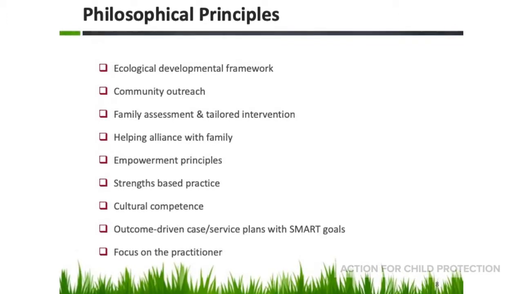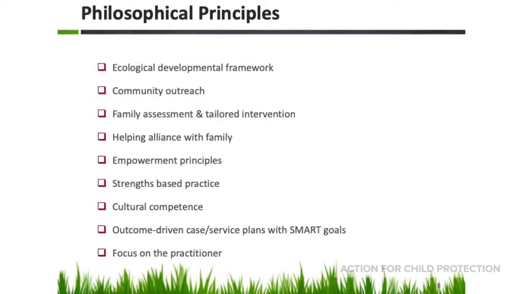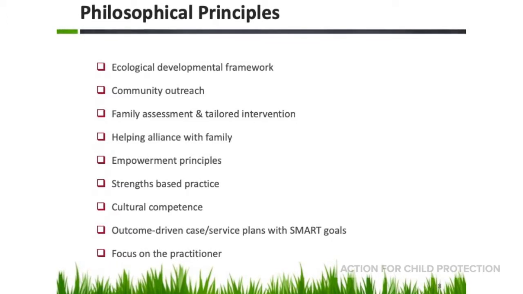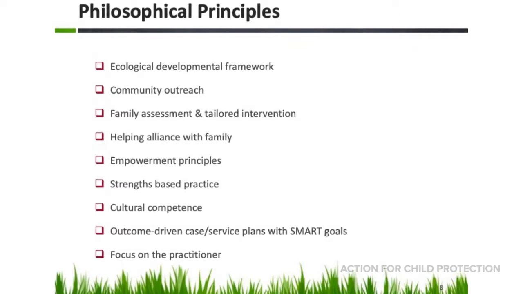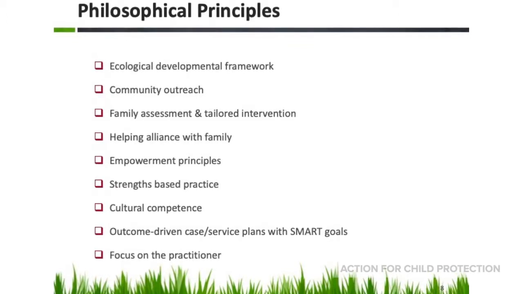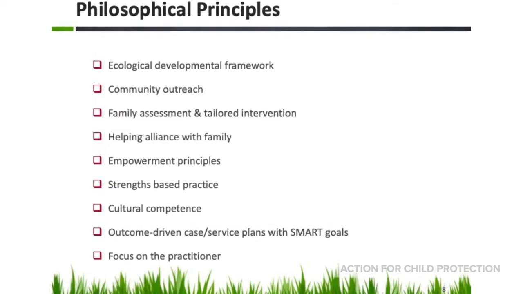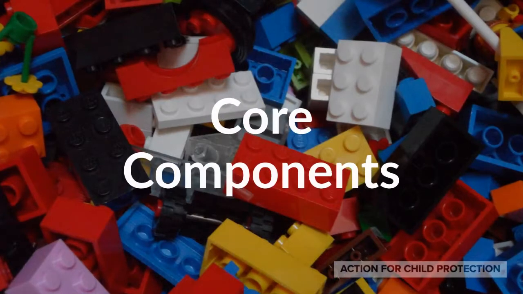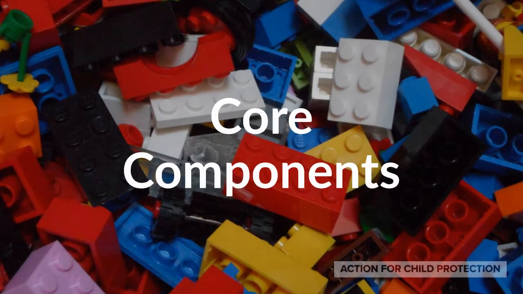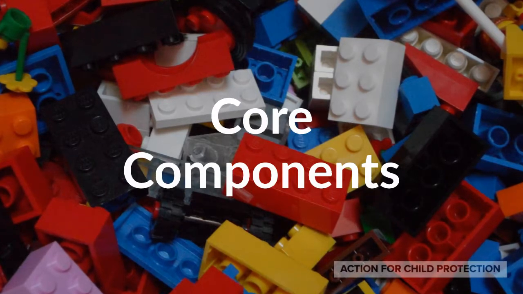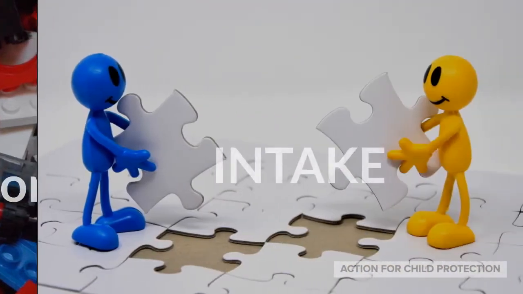9 philosophical principles guide the way practitioners work with families. Thinking about the child in their family, in their neighborhood, and in society. We use empowerment principles, strength-based practice, culturally competent approaches, and outcome-driven service plans with SMART goals. There are 9 core components from intake to case closure, but the way we work with each family is individualized and tailored to their unique circumstances.